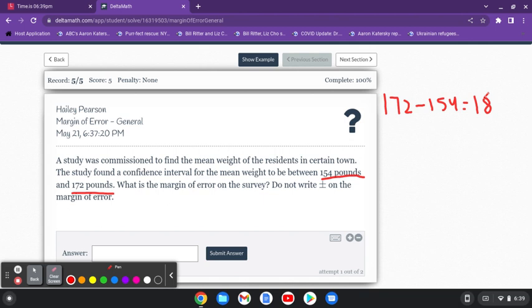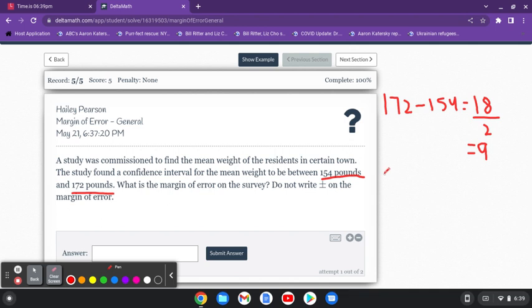But we still need to find our margin of error. So I can divide this by 2 so I can get the actual margin of error. And 18 divided by 2 gets me to 9. So my margin of error would be 9.